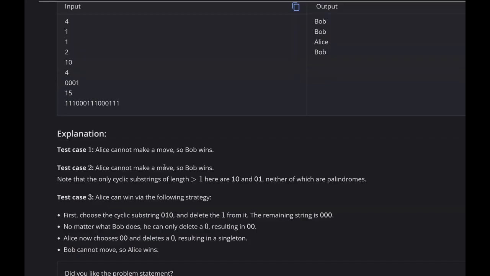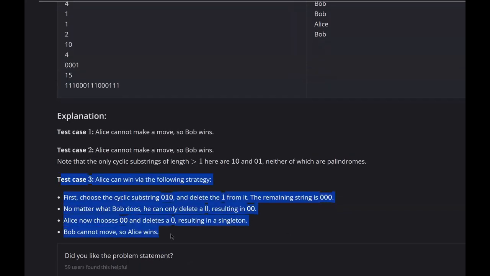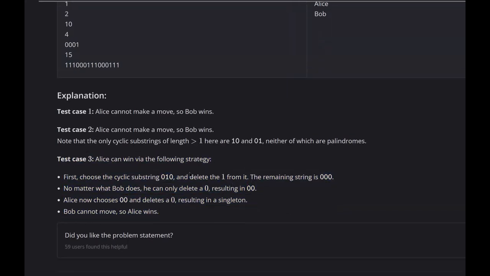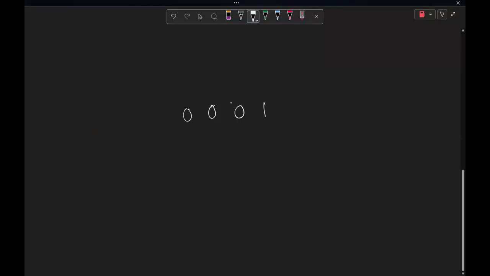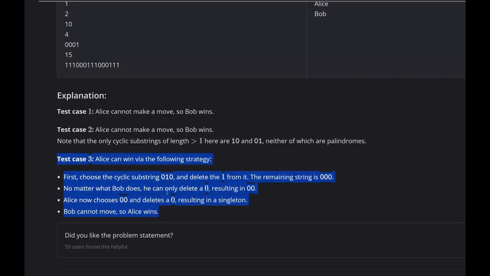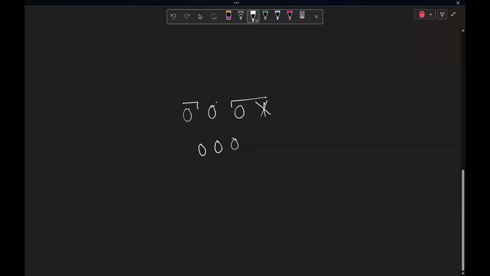So what I did is just look at the test case, and from there I saw that they have been taking this as the substring and deleting this character. Then you will have three zeros remaining. I'm just telling what is written in the test case. So what they have been doing is just delete this one first. Then Bob will have to choose this and delete at least one of these characters.